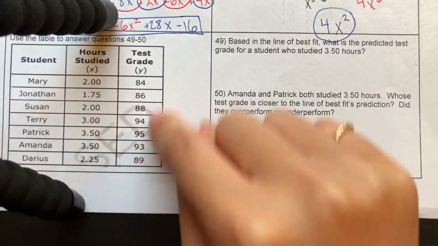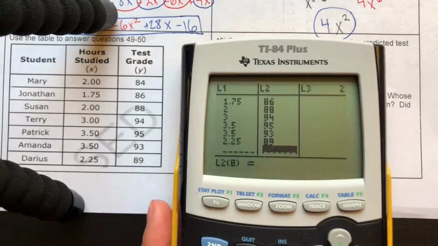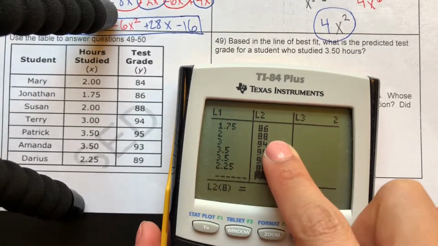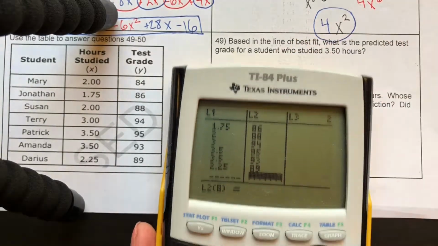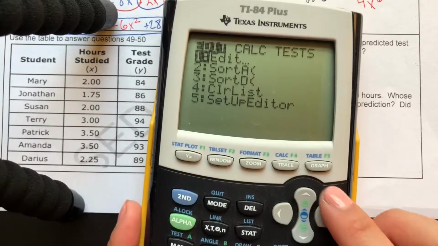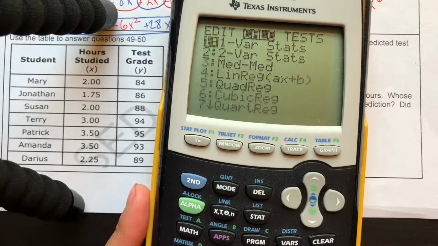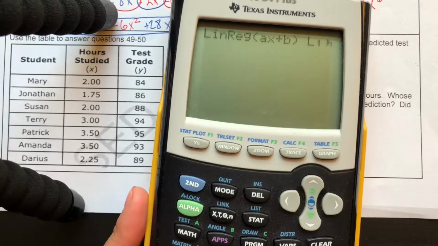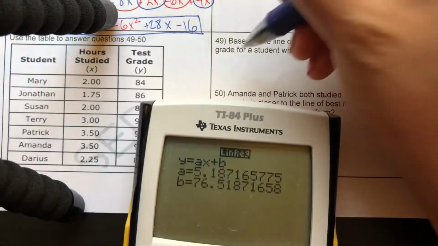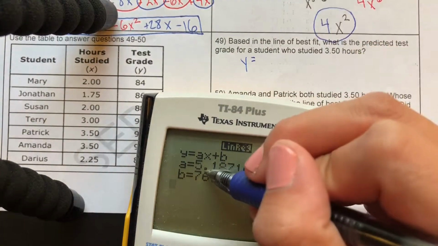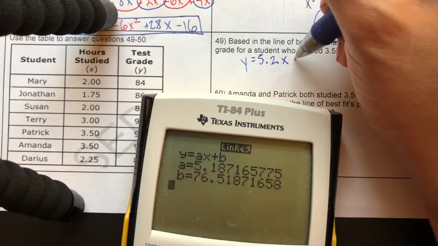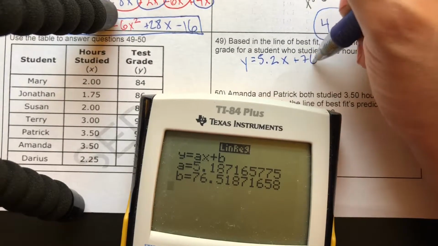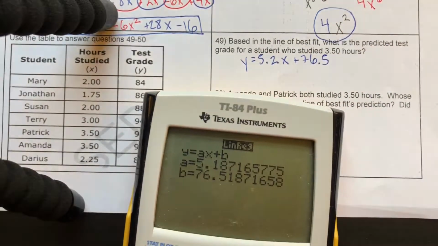Okay, so anytime I have a stats table like this, I'm going to put it into my L1, L2 column by hitting stat, edit. Once I have all that, I'm going to look for the line of best fit. So I'm going to hit stat, go over to calc, and then I'm going to hit 4. Enter, enter, enter, enter. And then my line of best fit, I'm going to write this down. Y equals, my M value is 5.2 x, and then my B value is 76.5. So that's my line of best fit.